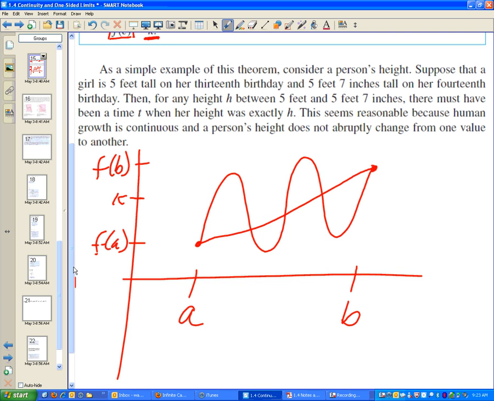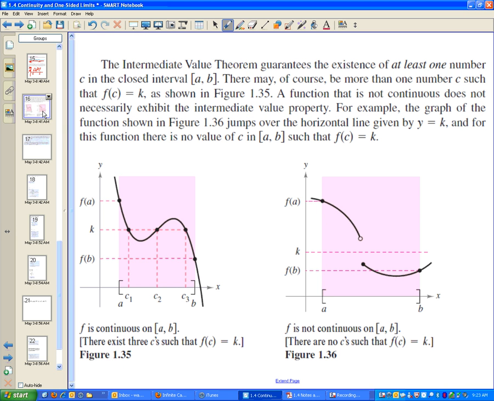All right. Now, the intermediate value theorem guarantees the existence of at least one number c in the closed interval. The theorem doesn't tell you how to find it. It just guarantees that it exists. Okay? There may, of course, be more than one number, c, such that f of c equals k, as shown in figure 1.35, that one.